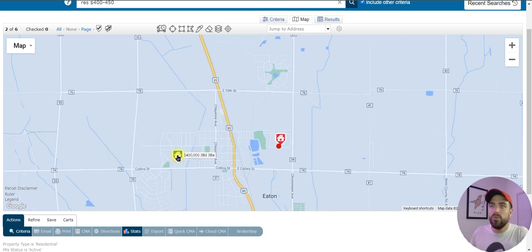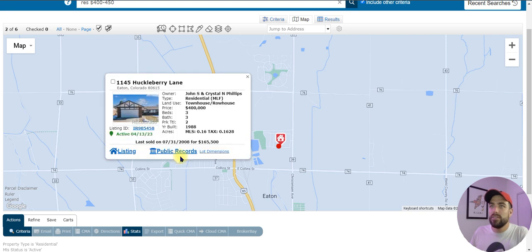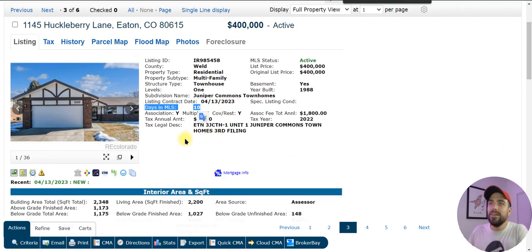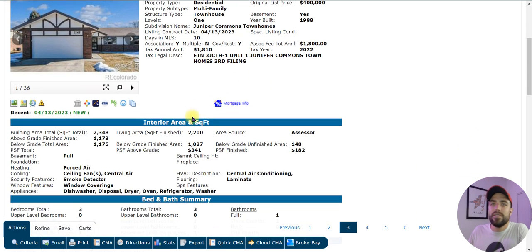So there's one for 400,000. It's a 3 bed, 3 bath, so you've got one more bedroom. And let's check this out. It was on the market for 10 days. Sorry, I know this isn't the most visually appealing way they can lay all this out. So it was on the market for 10 days, listed for 400, sold for 400. It is about 650 square feet less than yours.